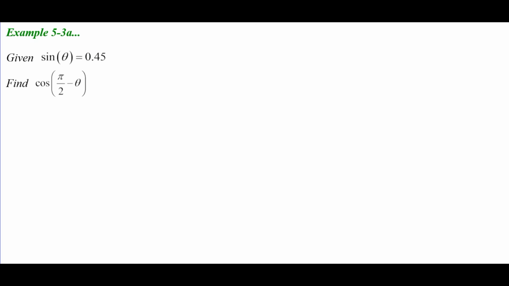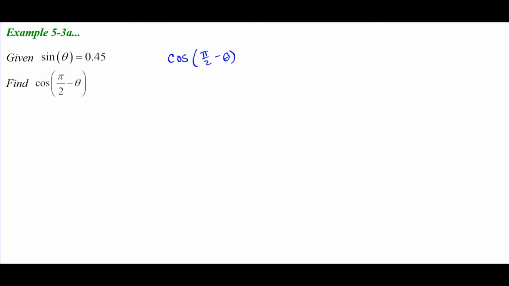So in this example, we are starting with the sine of theta as 0.45, and we're looking to evaluate the cosine of pi over 2 minus theta. I like to always start with whichever expression looks more complicated and that I can match up with on the formula sheet. So in this case, I'm going to start with the expression they asked us to find: cosine pi over 2 minus theta.